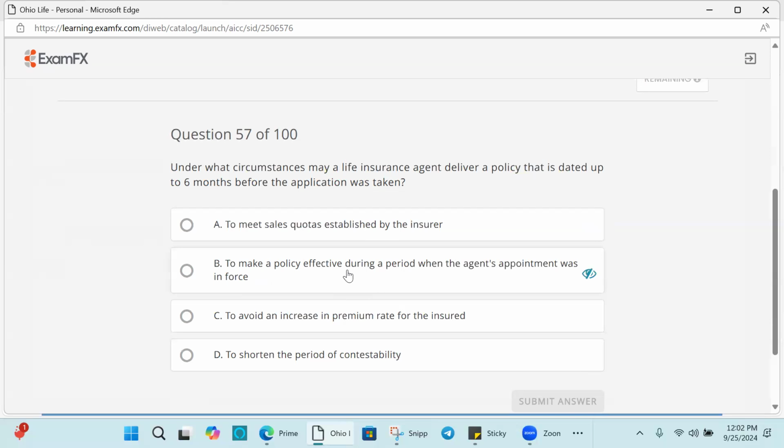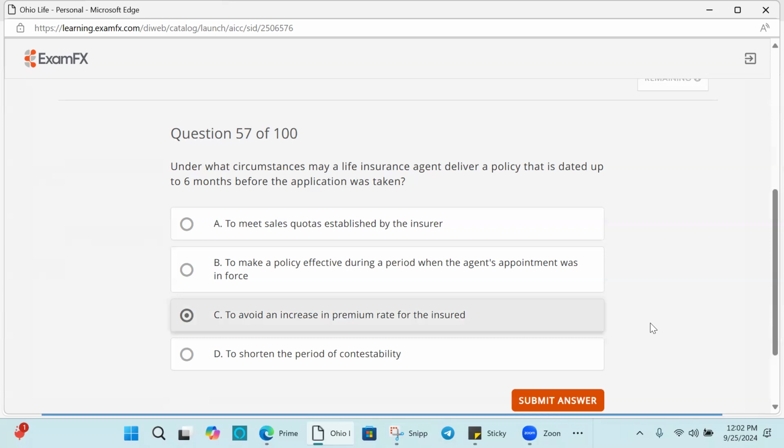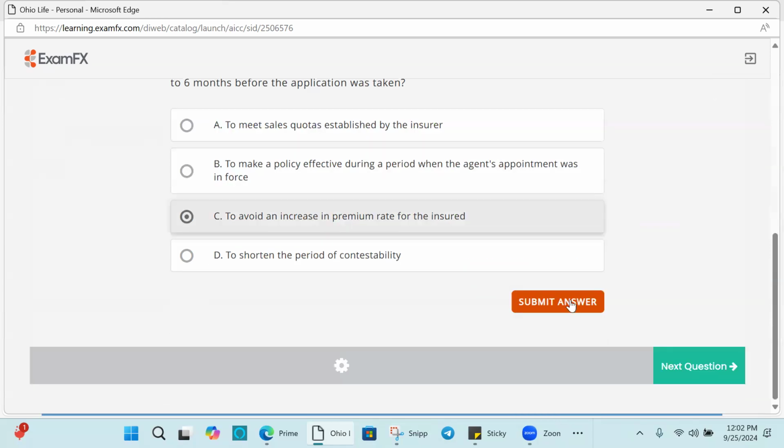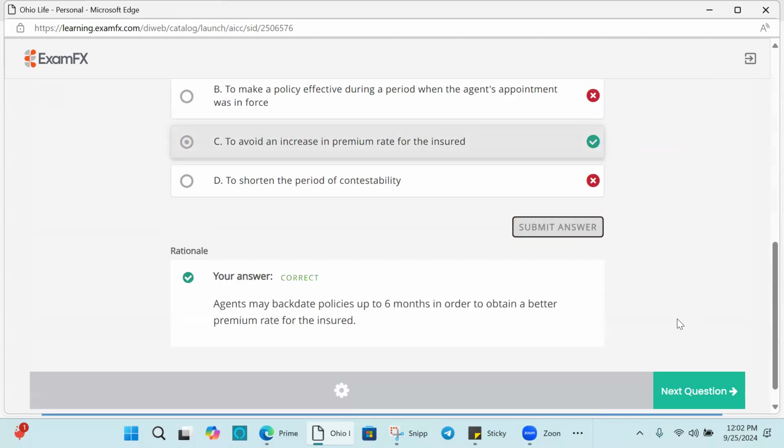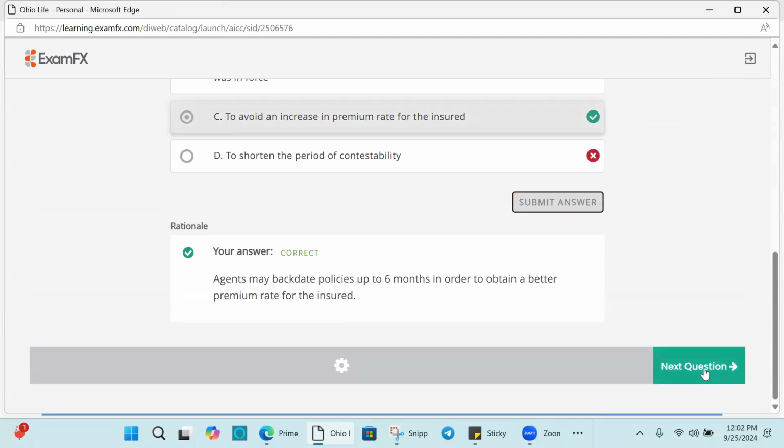I'm backdating a policy. I can backdate a policy up to 6 months before to save the person's age. So the answer is C. He's trying to pay a large amount to go back on a lower premium, and I'm trying to save them money on their premium so they can go back. But he has to pay for, yes, still 6 months, right.